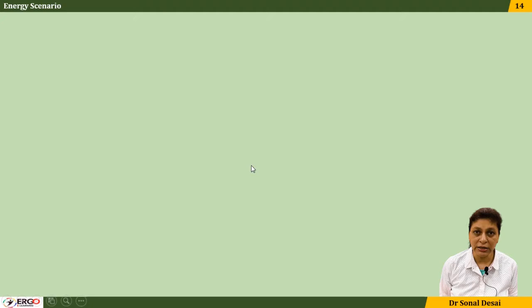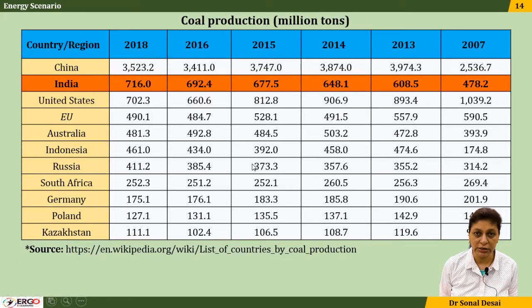If we look at the last 10 years of coal consumption of these different countries, it is like this. India's coal consumption in 2007 was 478 million tons, which has almost doubled to 716 in 2018. Similar growth is not seen in other countries. China's coal consumption was around 2500 million tons, which has increased to 3530 million tons. In developed countries like the US, coal consumption has reduced.